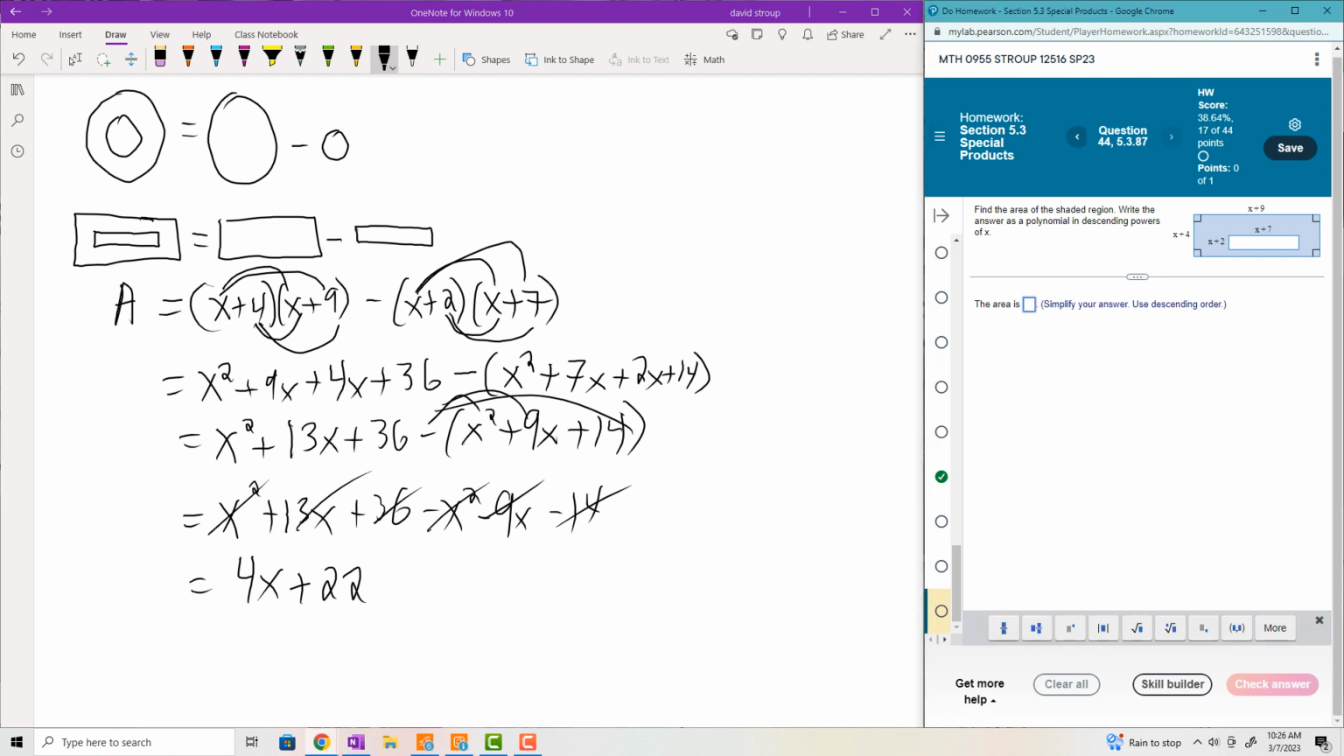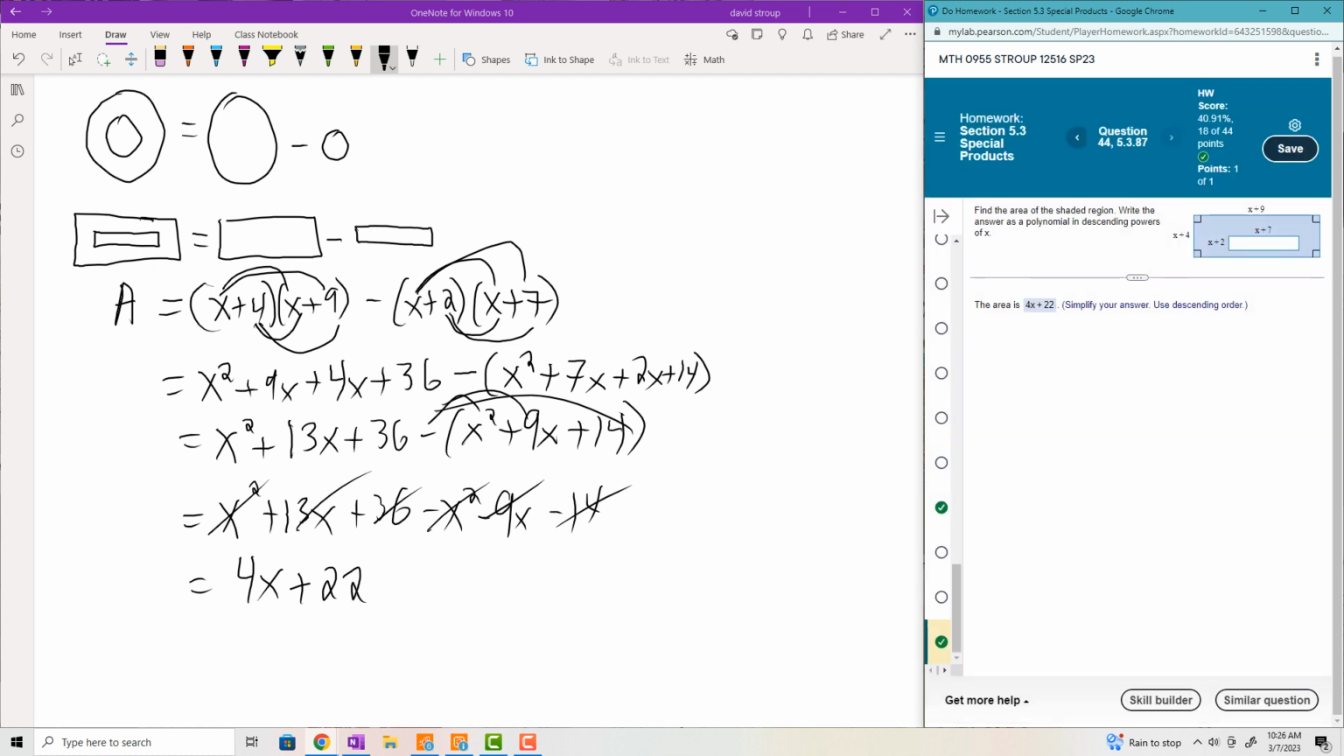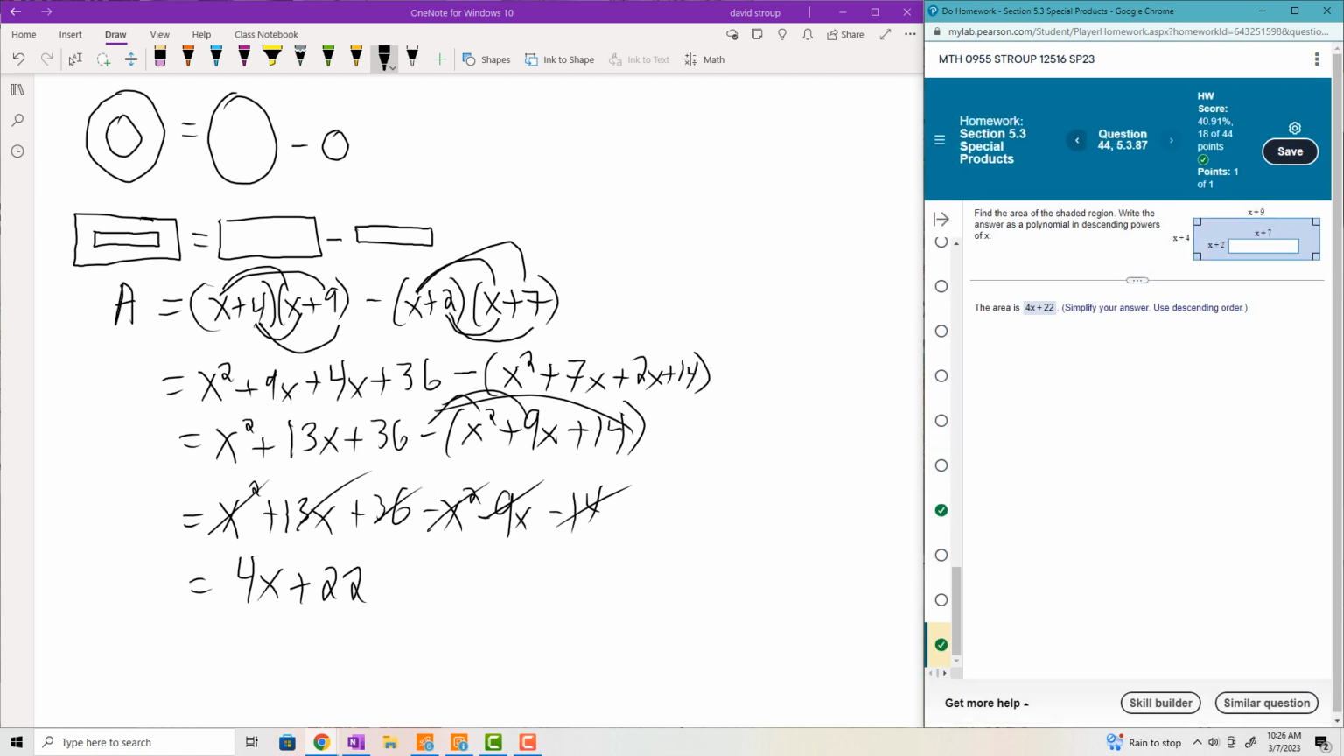Okay. So we turned this geometric problem into an algebra problem, and that is a very powerful thing to do. Okay, so that about does it for this section.